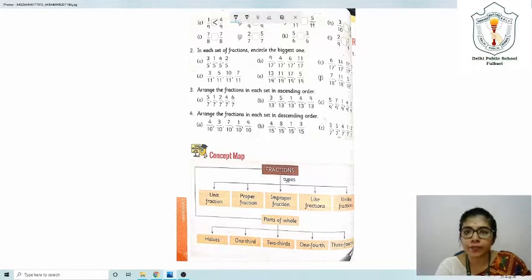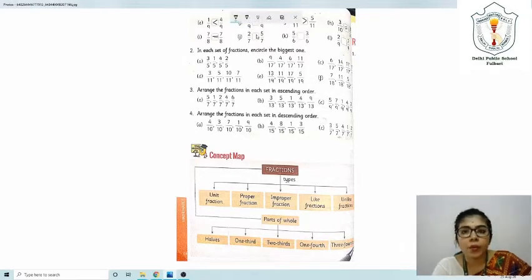Now G, 6 by 11 and 5 by 11. So 6 by 11 is more than 5 by 11. Now next, 3 by 10 and 3 by 10. Without giving a second thought, it is equal, because the numerator and the denominator both are equal. Now I, you see, again equal.